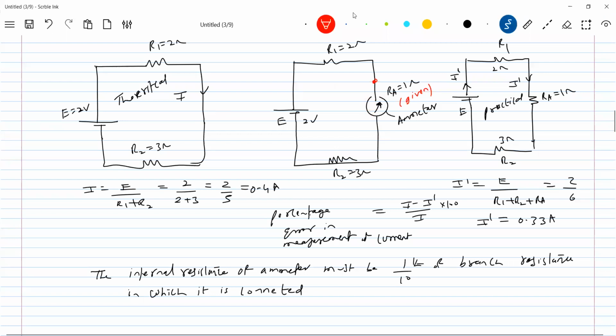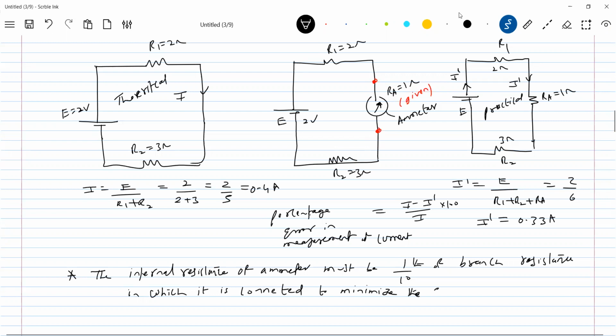Clear this? So here, usually it will be done like this. I'm going to cut it at these 2 points. I'll cut the wire here. Then I'll introduce the ammeter. It should be connected in series. So what is the first rule? The first rule says that the internal resistance of ammeter must be 1/10 of the branch resistance in which it is connected, to minimize error.